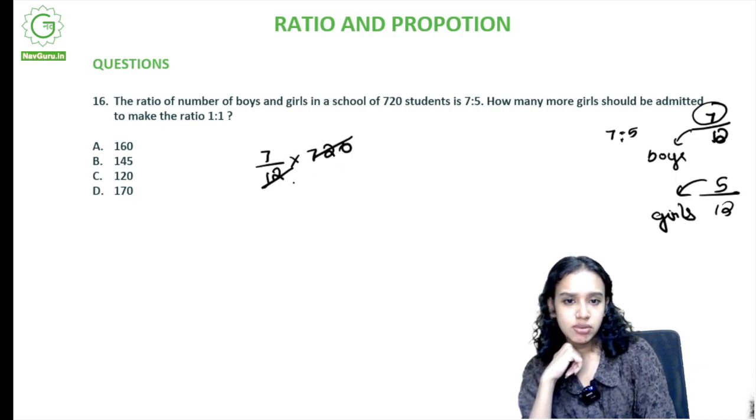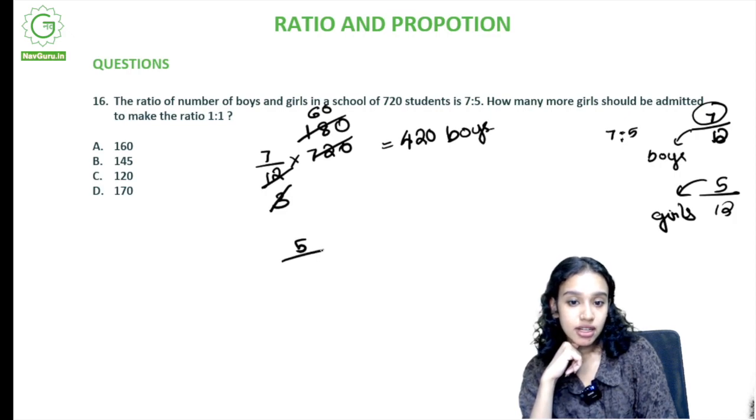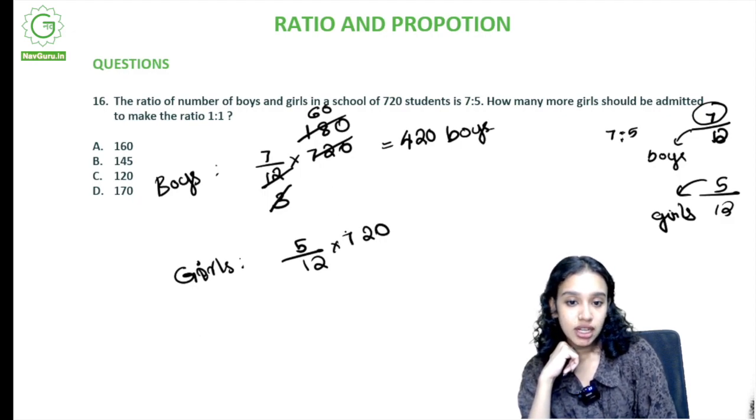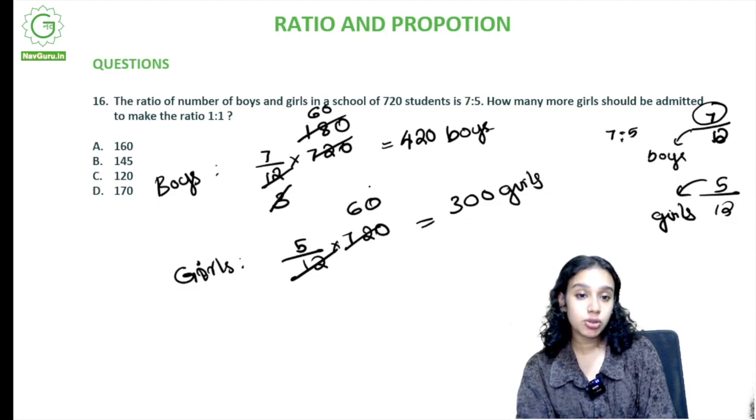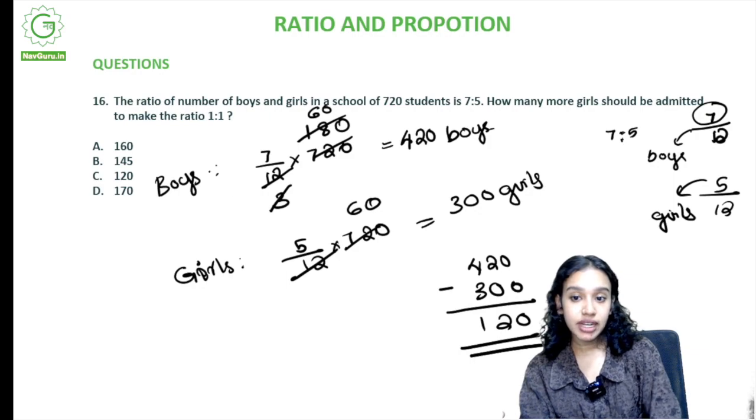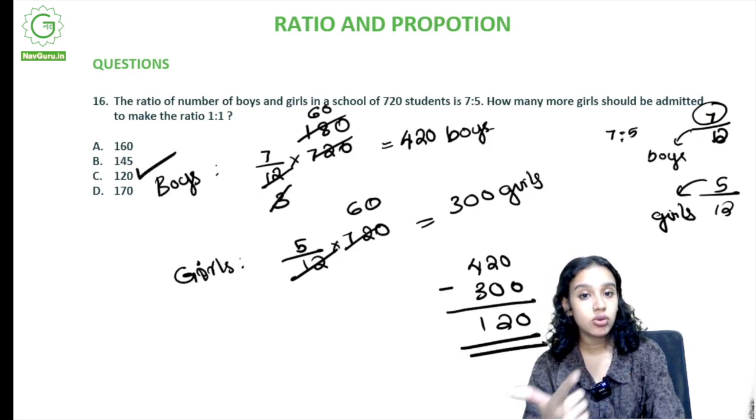So we should reduce it by 4. 4 threes are 12 and 1 fours are 4. 32, 8 fours are 32 and 0. Now again by 3 we get 60. 6 sevens are 42. We have 420 boys. And how many girls do we have? This is boys. Now the girls we have already is 5 by 12 of 720. Again 12 into 60 is 720. Now 6 5s are 30. So 300 girls. So how many more girls should be there? It should be 420 minus 300, which is 120. We need 120 more girls to make the number of girls equal to the number of boys.